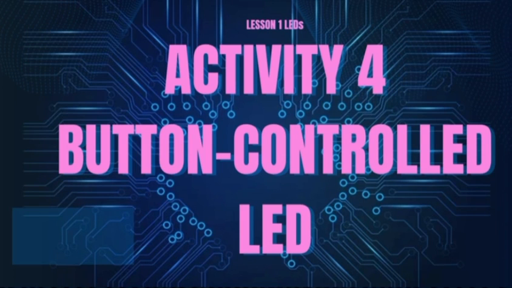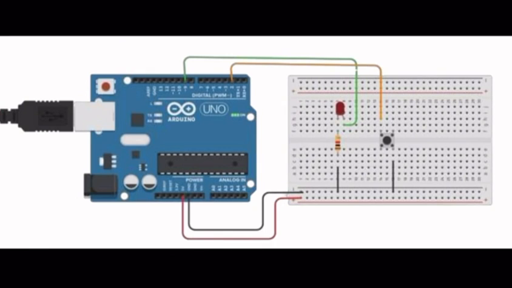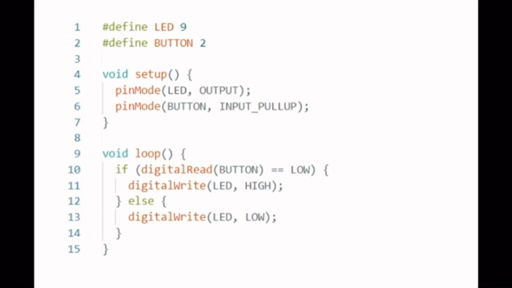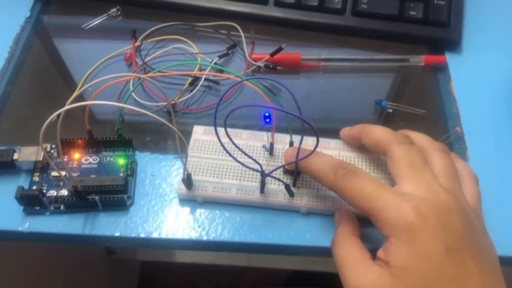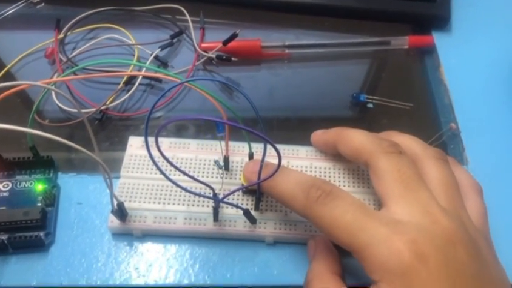Activity number 4. A push button is connected. Its left foot goes to pin 2 and the rest goes to GND. When pressed, the LED lights up, showing how inputs can control outputs. It's a simple example of how sensors or switches can trigger actions in a circuit.